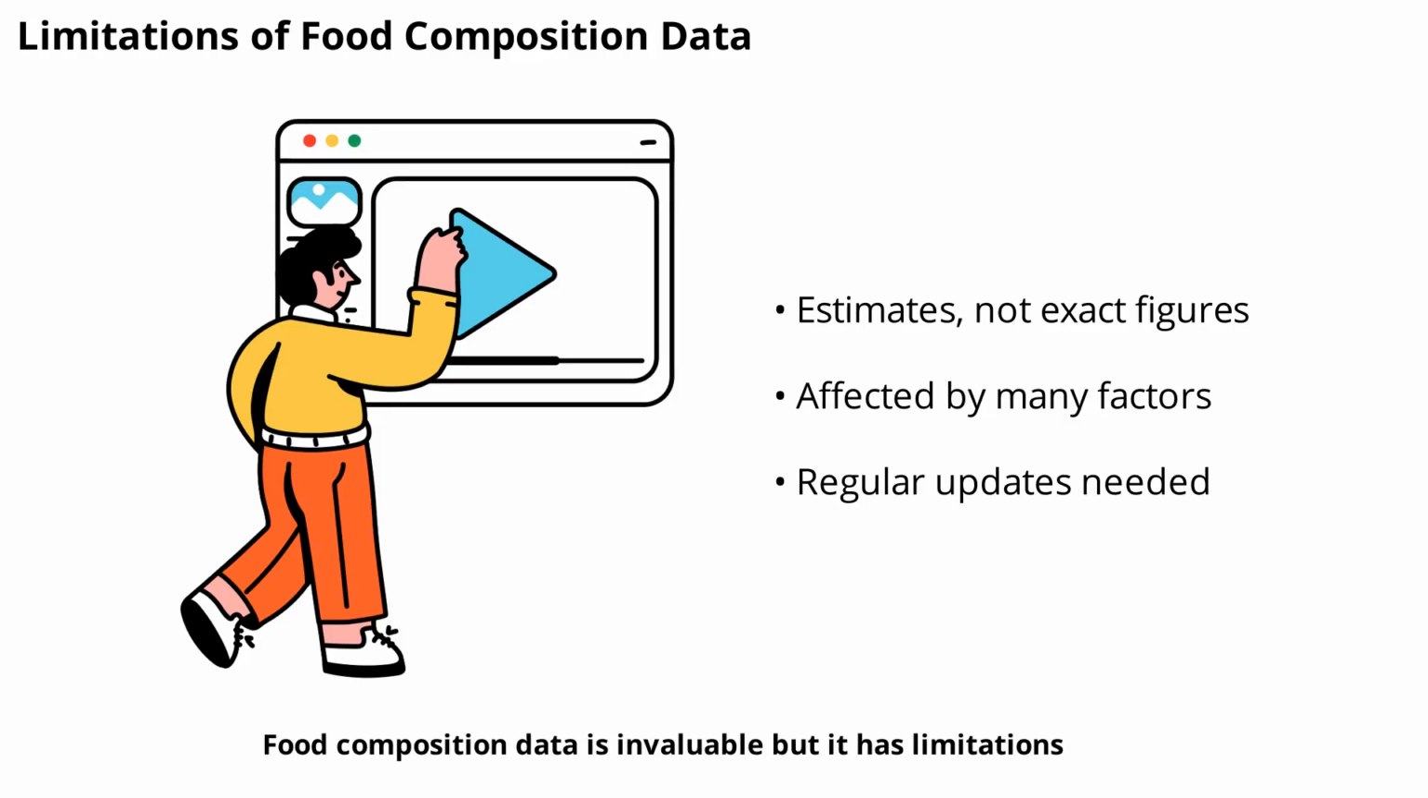Food composition data is invaluable, but it has limitations. Natural variations in foods mean reported values are estimates, not exact figures. Factors like plant variety, origin, season, and processing all affect nutrient content. Processed foods can vary due to manufacturing changes. Regular updates are needed to keep data relevant. Users should treat missing values with caution and understand that bioavailability is not usually considered.